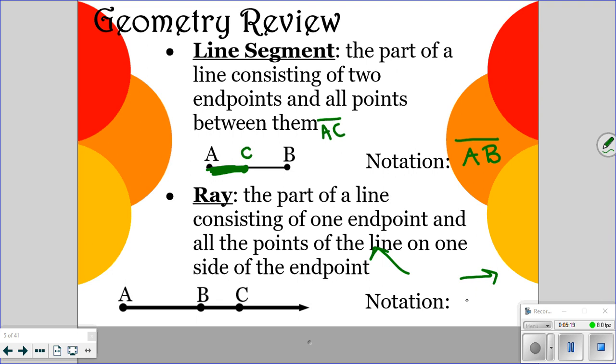And then the endpoint, where it starts, is the first letter. So I could do ray AB, or I could do ray AC. Either one, because you have to pick 2 points. If I did ray BC, that would be the one that starts at B and goes this direction. So that would be different from either of these two.